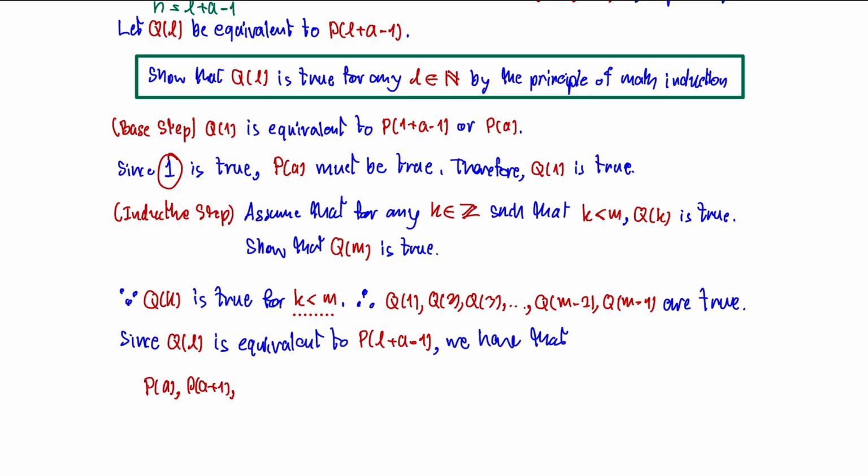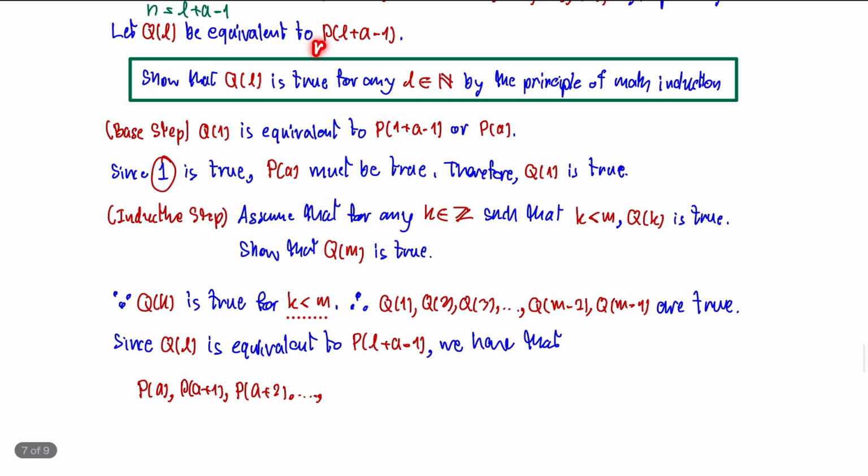When L is 2, we're going to have L plus a minus 1, so we're going to have a plus 1, right? So we have a plus 1, a plus 2, all the way to m minus 2. When L is m minus 2, we're going to have m minus 2 plus a minus 1, which is m plus a minus 3. So we're going to have P of m plus a minus 3, and the last one is P of m plus a minus 2. These statement Ps are true.